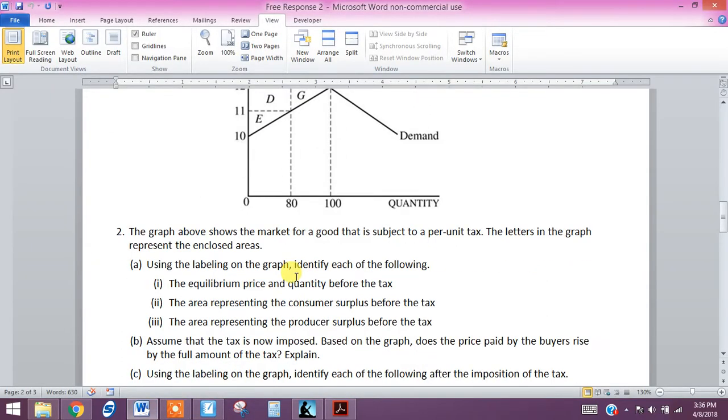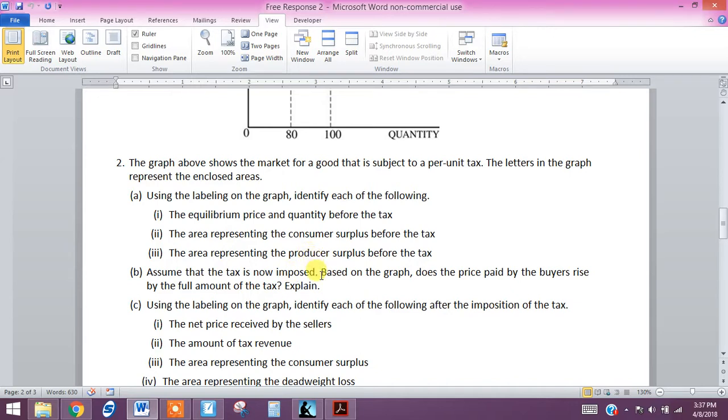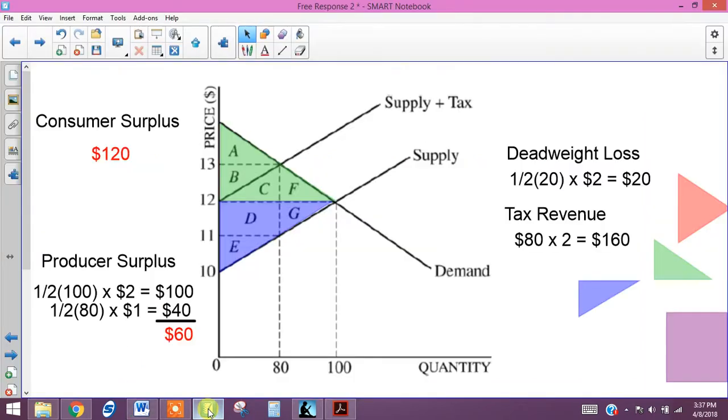Now we want to assume that the tax is now imposed, and based on the graph, does the price paid by the buyers rise by the full amount of the tax? Explain. Well, the answer is no. If we look over here, we can see the shift up in the tax. The amount is going to be the distance vertically between the two curves, like that, right? So that's going to be $2. Okay, and you can also see it right here.